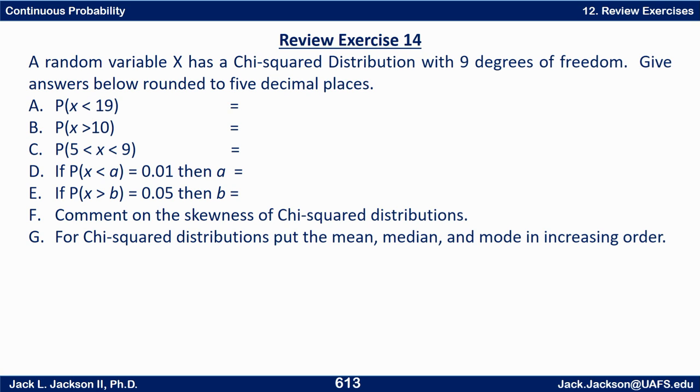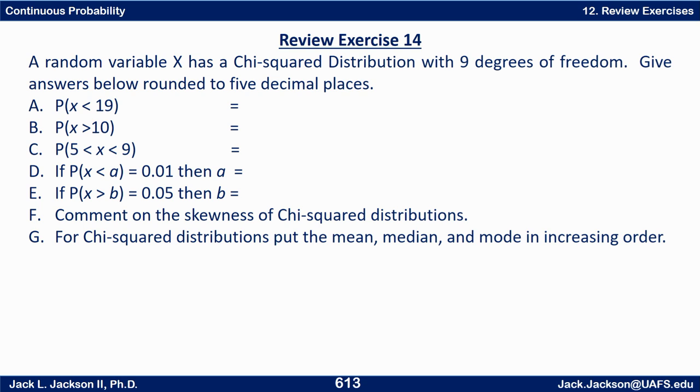Okay, now we're going to have a problem about another standard kind of distribution that's important. It's a continuous distribution called a chi-square distribution. Chi-square distributions have degrees of freedom that identify which one we're talking about, just like t distributions do. This one has 9 degrees of freedom. We're going to give our answers rounded to 5 decimal places.